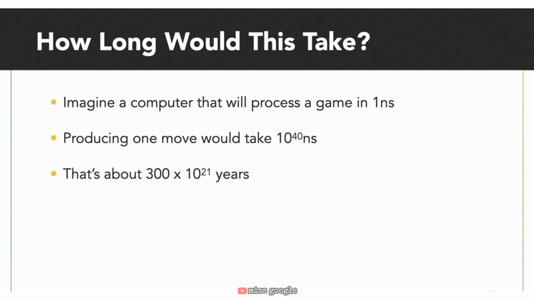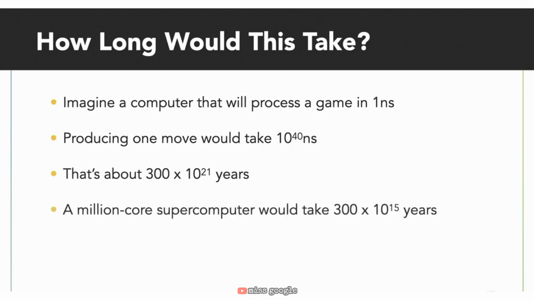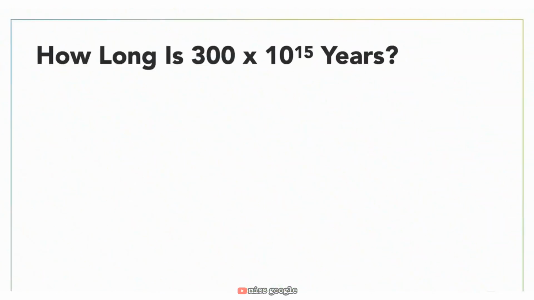Okay, let's dream some more. Your computer probably has somewhere between 2 and 8 CPU cores, which crunch data in parallel. So let's dream about a computer with 1 million CPU cores, which would give us a speedup of 1 million. That computer would still take 300 times 10 to the 15 years. Well, this doesn't seem very promising. So how long is 300 times 10 to the 15 years anyway? Let's put this number in perspective.